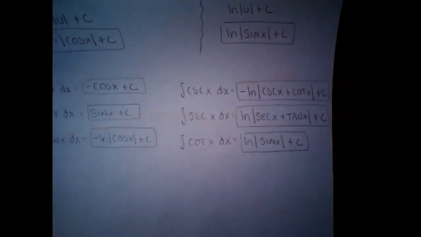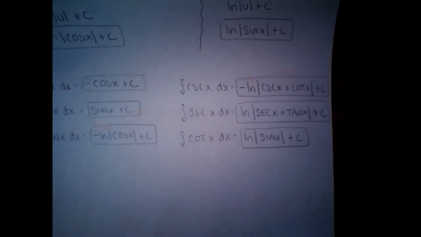So do you remember how when we did the derivatives, secant and tangent were buddies? They kind of go together. Well, they still do. They're still buddies. And then whenever we did the derivatives, cosecant and cotangent kind of went together. Well, they are still buddies. So that's kind of how I tend to remember those.